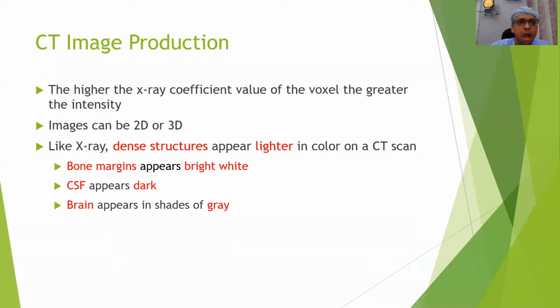All right, so how is this CT image produced? Obviously, the higher the X-ray coefficient value of the voxel, the greater the intensity, which is obvious.